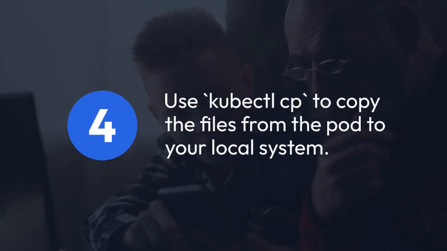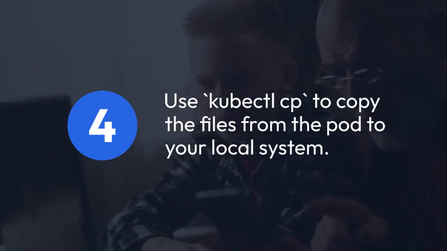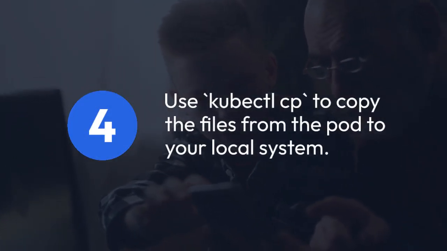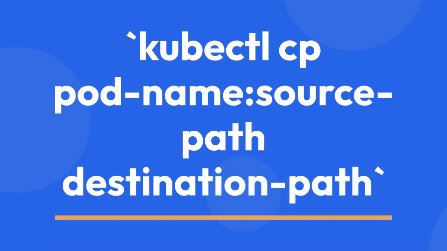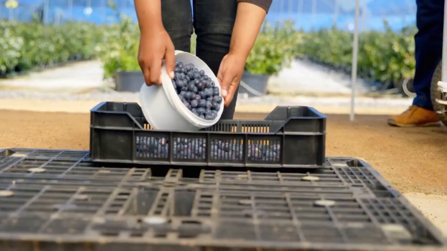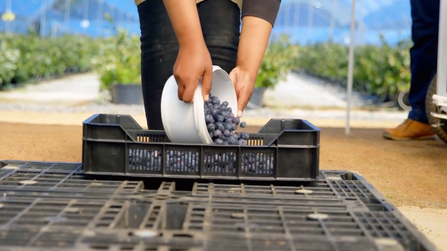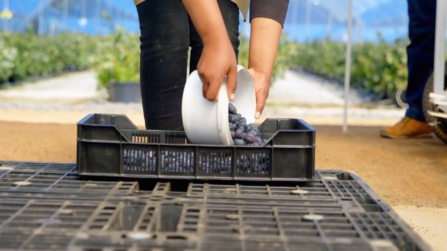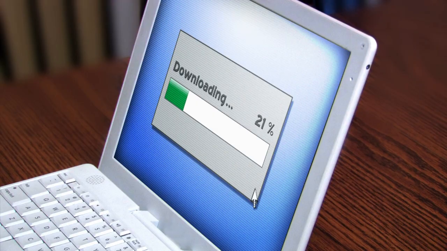4. Now, we'll use kubectl cp to copy the files from the pod to your local system. The syntax is kubectl cp <pod-name>:<source-path> <destination-path>. Pod name is again the pod's name. Source path is the path to the file or directory within the pod's container. Destination path is the path on your local system where you want to save the copied files.